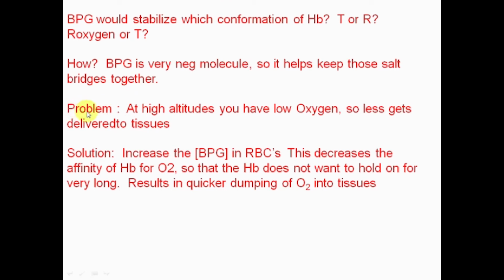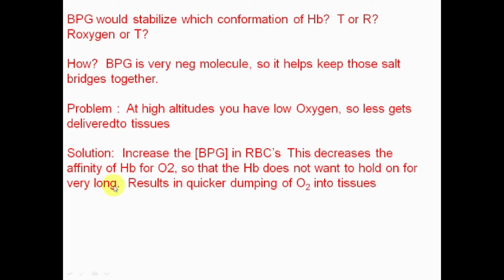Okay, so we have a problem when we're at high altitudes. At higher altitudes, you have less oxygen, and so less oxygen gets delivered to the tissues, and that's a problem. The solution is to increase the concentration of BPG in your red blood cells. How would that help? If you increase BPG, you decrease the affinity of hemoglobin for oxygen, so that the hemoglobin does not want to hold on to the oxygen for very long.